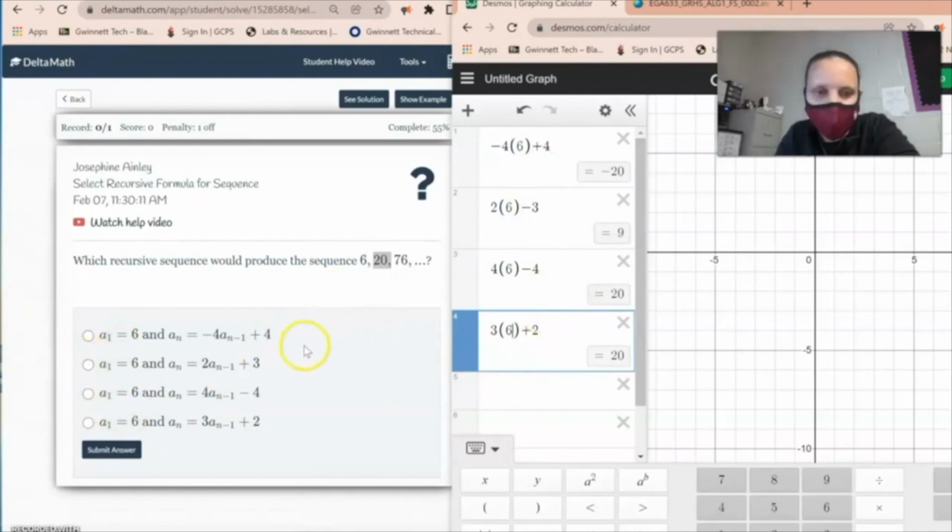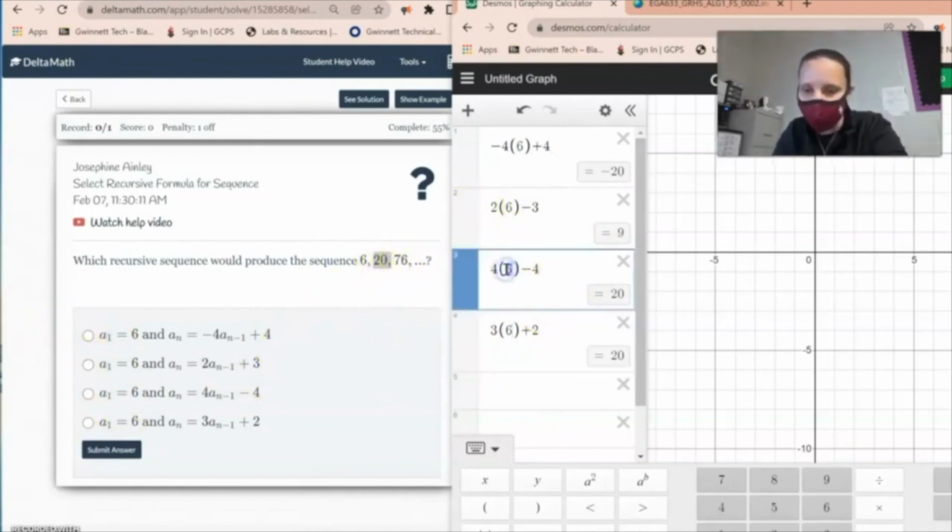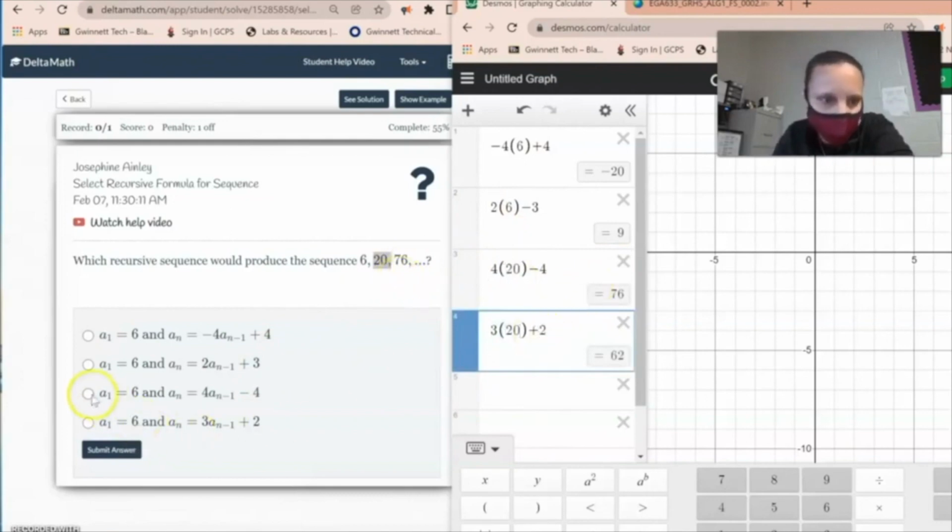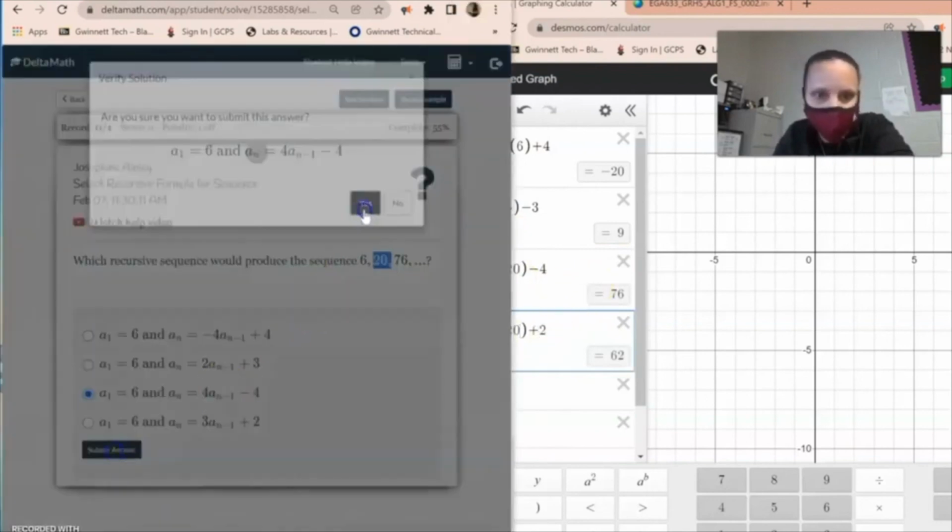Now it's saying, when I put 20 in there, will I get 76? That's what that is. So I only need to do it on the last two. When I put in 20, which one gives me 76? C. So this is your answer. Just that easy.